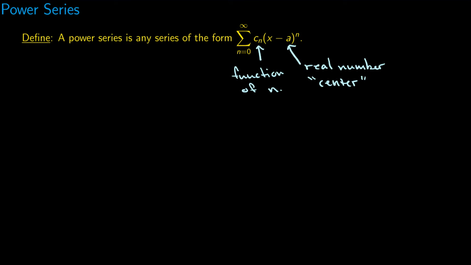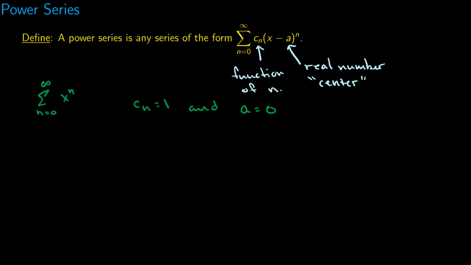And if we want to know some examples of these power series, we can just start filling in some values for c sub n and for a. So one we'll see is going to be the sum from n equals 0 to infinity of x to the n, where here our c sub n is just equal to 1 for all values of n, and a is equal to 0 because it didn't show up.